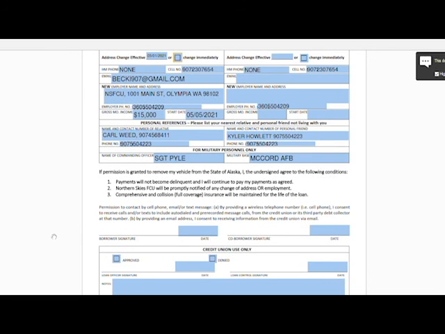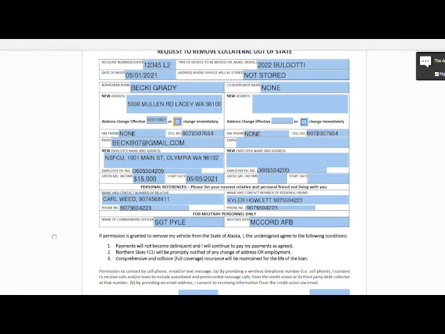If you have any questions, please let me know, let Lori know, talk to your manager. We want to make sure that these forms are being filled out and that they're being filled out correctly.